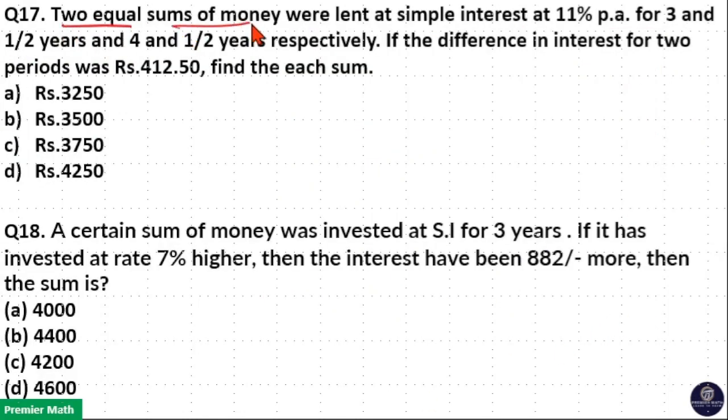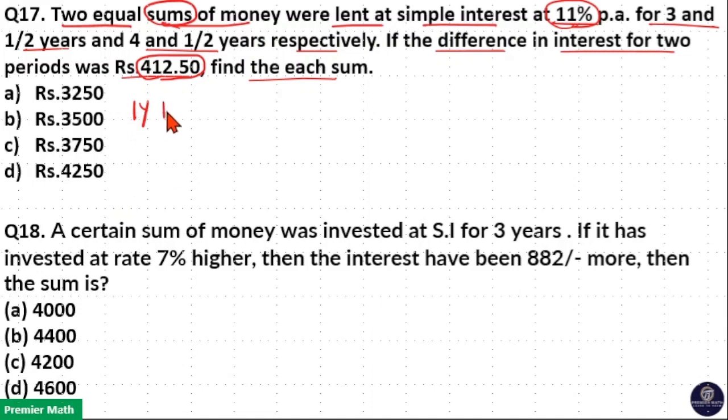Two equal sums of money were lent at simple interest at 11% per annum for 3.5 years and 4.5 years respectively. If the difference in interest for two periods was rupees 412.5, find each sum. Here, sum is equal and rate is equal. Only the time period is varying, that is 3.5 years and 4.5 years. So the difference between the number of years is 4.5 minus 3.5, that is 1 year. And the difference in interest is equal to 412.5.